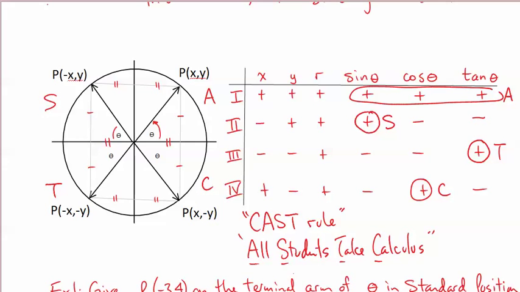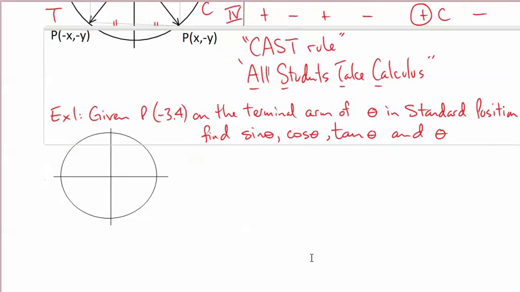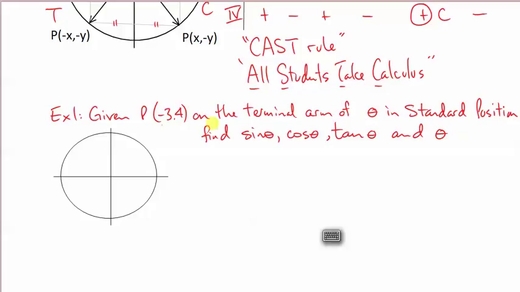I've got 2 examples now about applying these new definitions for sine, cos, and tangent in standard position in a context. Here's the first example. We're given a point P, negative 3, 4, that is on the terminal arm of an angle theta in standard position. So negative 3, 4 would put it in quadrant 2 like this. So let's draw a standard position angle showing the direction theta counterclockwise and the point P with coordinates negative 3, 4.